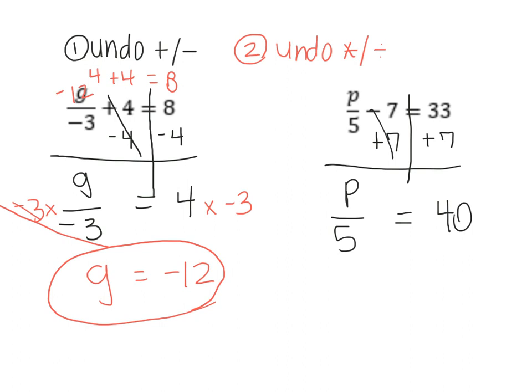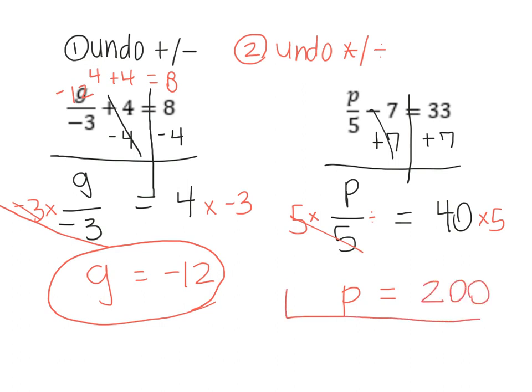Last but not least, I will undo any multiplying or dividing, and since p over 5 means p divided by 5, I will multiply both sides by 5 to undo it. The 5's will cancel out, so all that's left will be p is equal to 40 times 5, which is equal to 200.